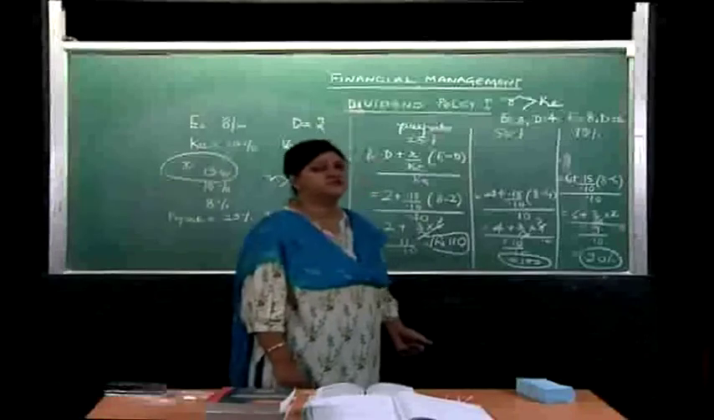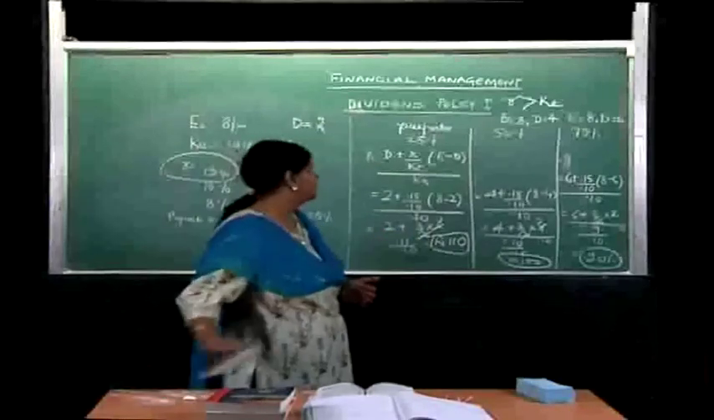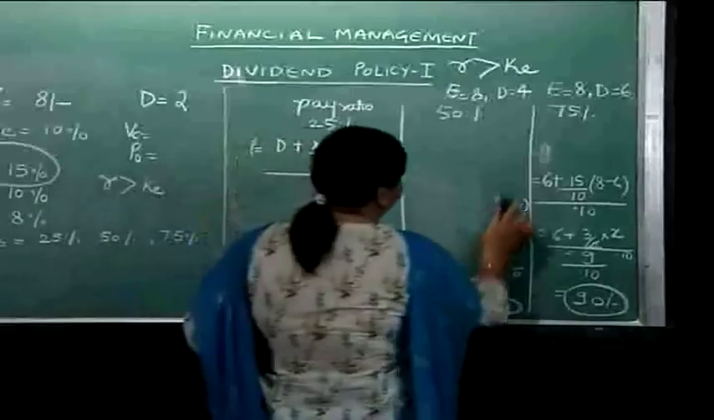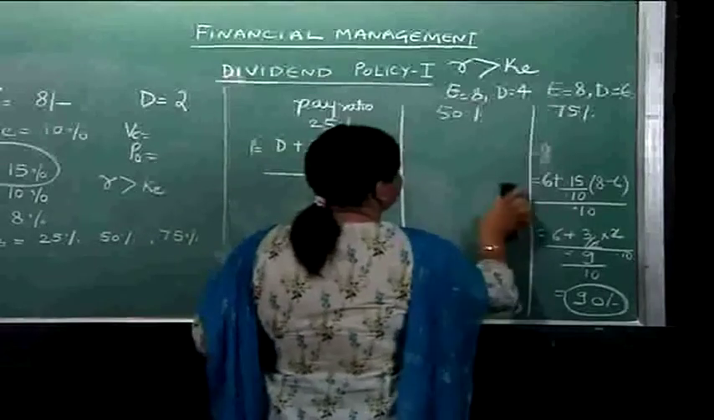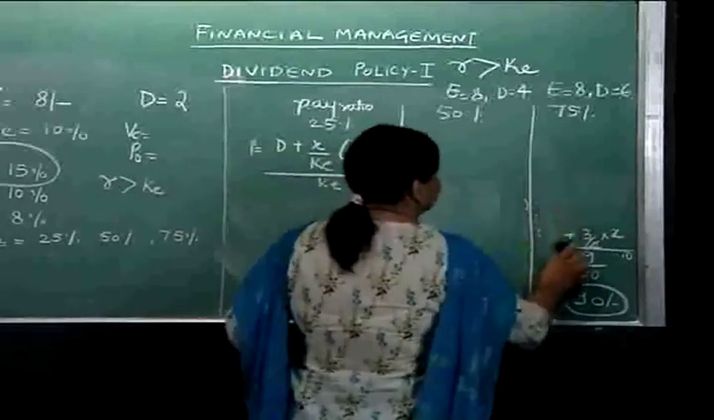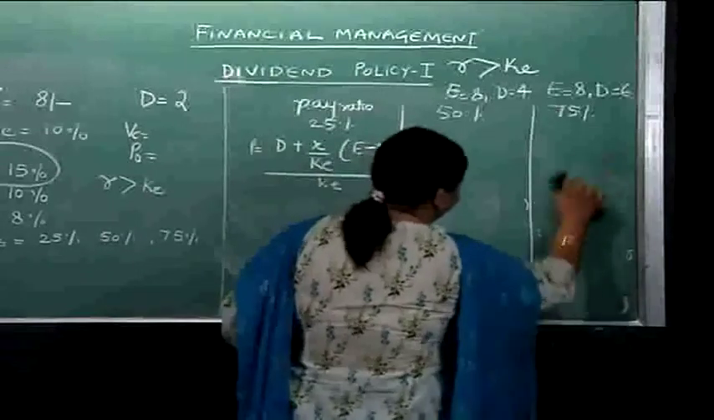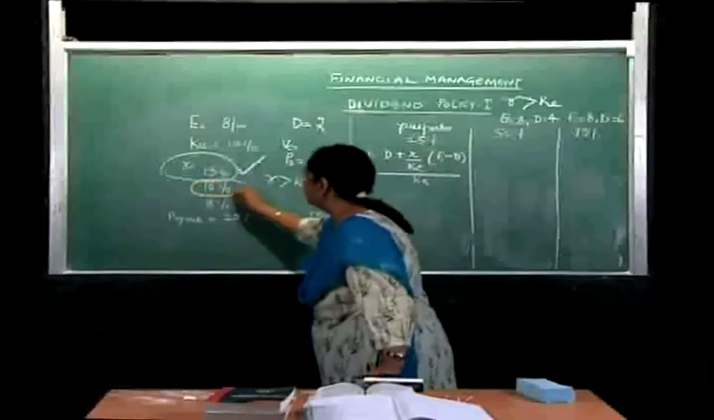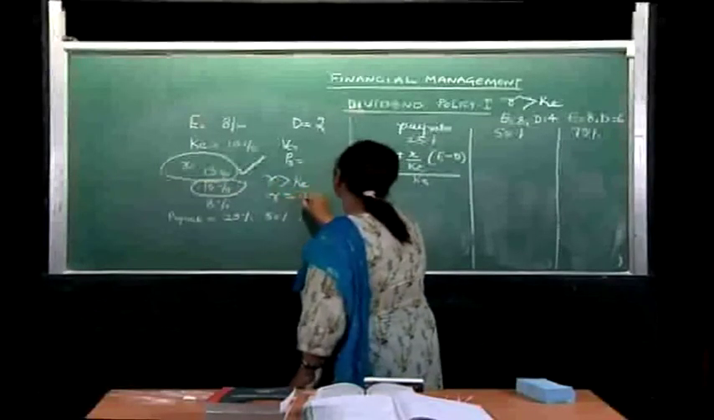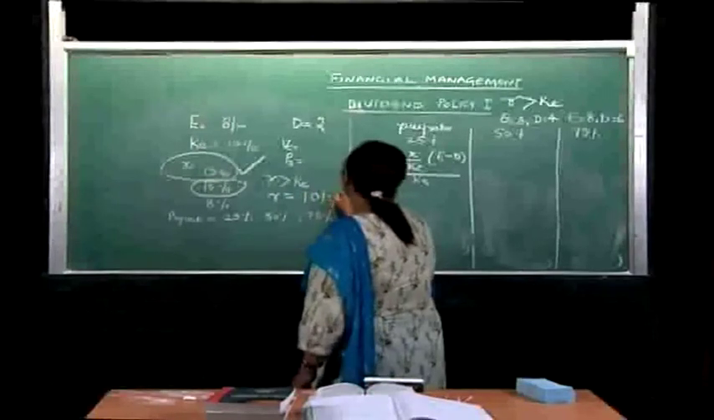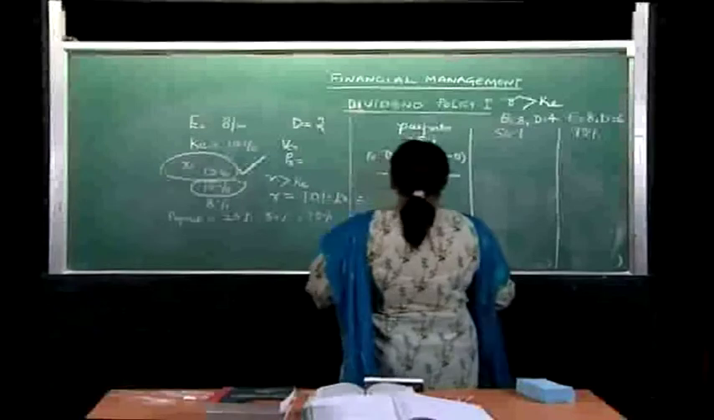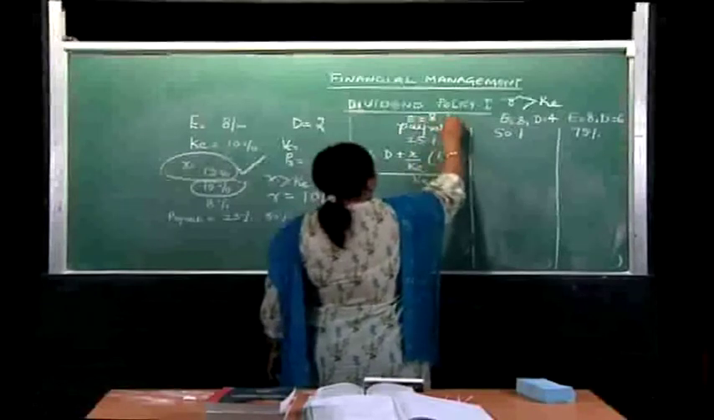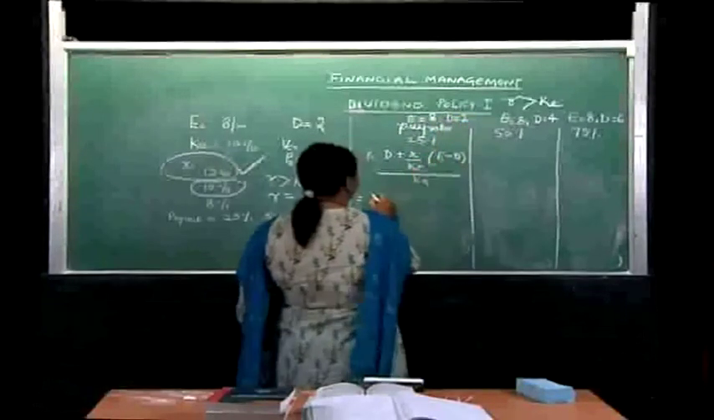Now we will analyze the situation where R and K are equal. So we need to find out the PE taking the same formula, and the payout ratios are also same, that is 25%, 50% and 75%. The only change is in the R. Here R is 10% in place of 15%. Now we are concentrating on 10% R. So here R shall be equal to 10%, which is equal to KE. So on the first scenario, we are going to find out E, that is 8 rupees, and D, that is 2 rupees, how it shall be worked out.